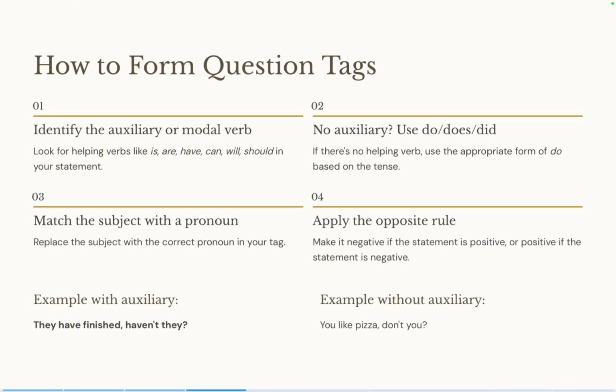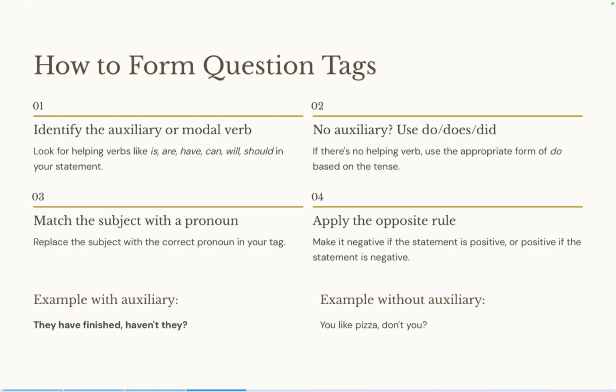How to form question tags? Number one, you have to identify the auxiliary or modal verb. Look for helping verbs like is, are, have, can, will, should in your statement. Number two, if there is no auxiliary, use do, does, or did. If there is no helping verb, use the appropriate form of do based on the tense.